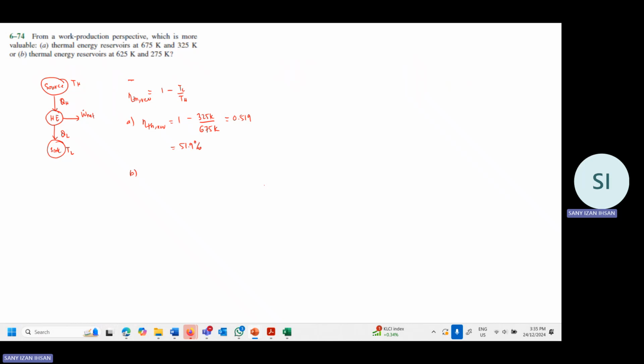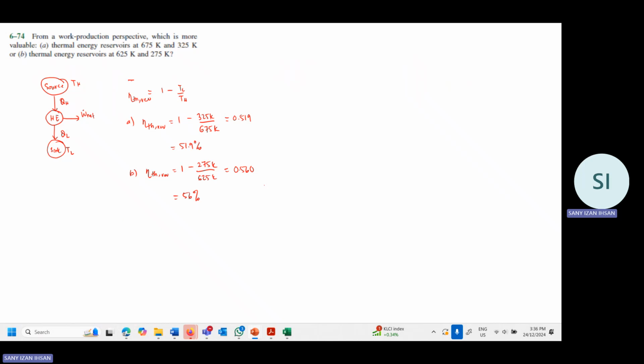What about B? So we can do the same. 1 minus the TL, which is 275 Kelvin, divided by TH, which is 625 Kelvin. So if you do this, the answer will be 0.560 or 56.0%. All right.